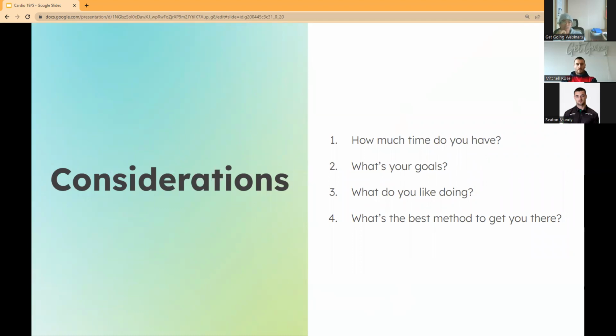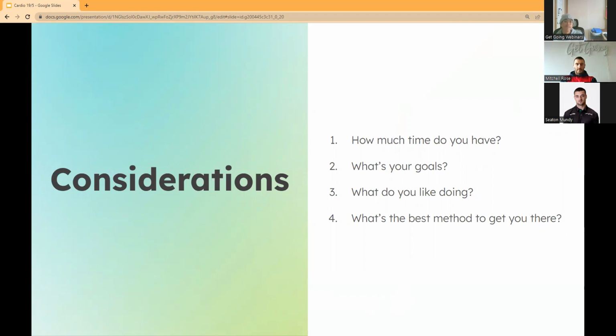There's no point trying to assign yourself 5 different sessions across the week when you only have time for 2. So doing this is really important just to see the limit in terms of the amount of sessions you can do. The next one is what are your goals? All right, so this is really important to identify because this will dictate the method of the cardio session that will help you in order to reach your goals.